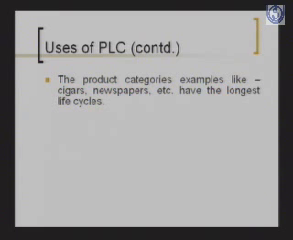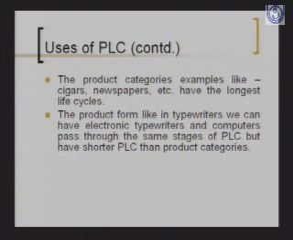Let us look again. When I say product category, I define it like this: we say category of cigars, or category of newspapers, or electronic devices, or handicrafts. So these are categories. The categories have the longest life cycle. Now when we move from categories into specific types, I am talking about product form. Like typewriters: we can have electronic typewriters, we can have computers. These are the product forms, and they have a life cycle which is shorter than that of a product category.